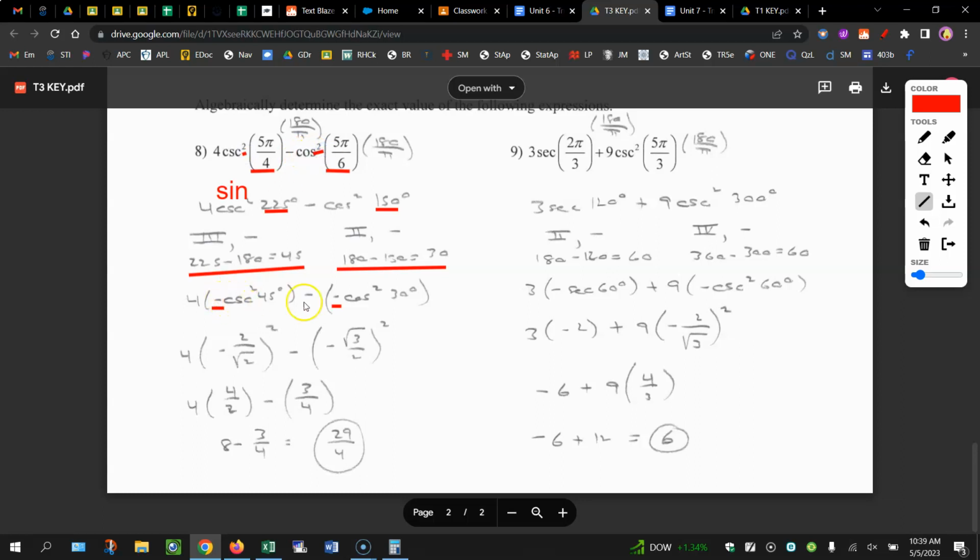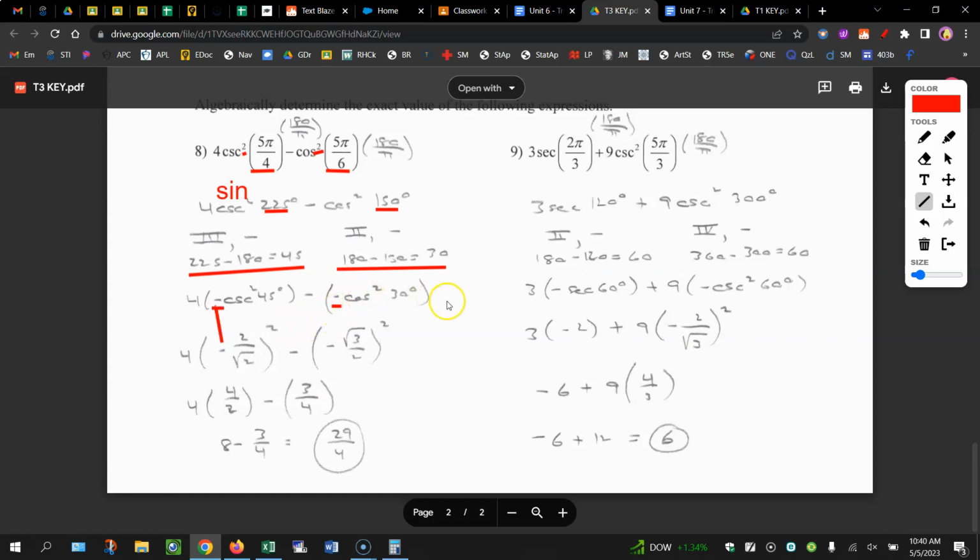So cosecant of 45 degrees, what you really need to think about here is the sine of 45, which we know is the root of 2 divided by 2. So we're just going to flip that. So that's where the negative 2 divided by square root of 2 comes from. It's negative because, again, the value is negative because we're in the third quadrant. So that's why that's there. And you're squaring that value.